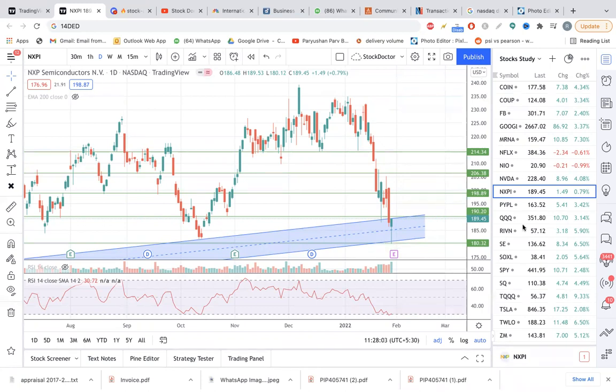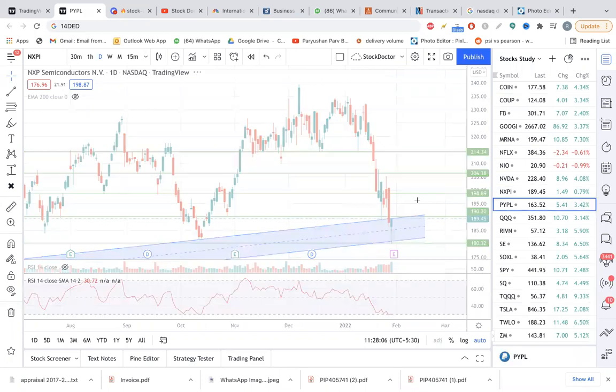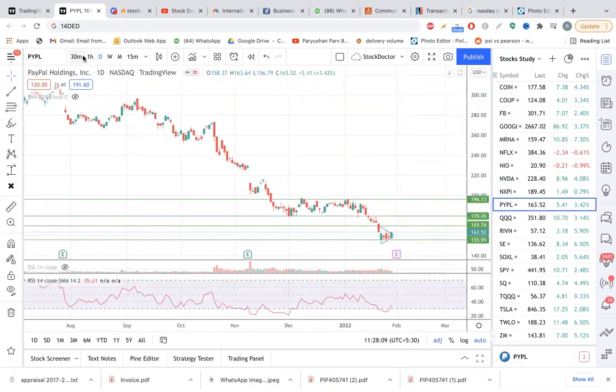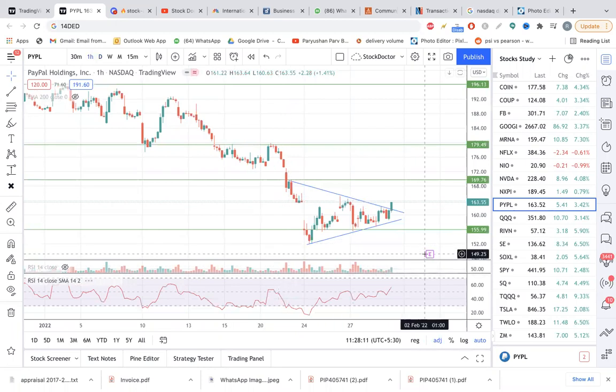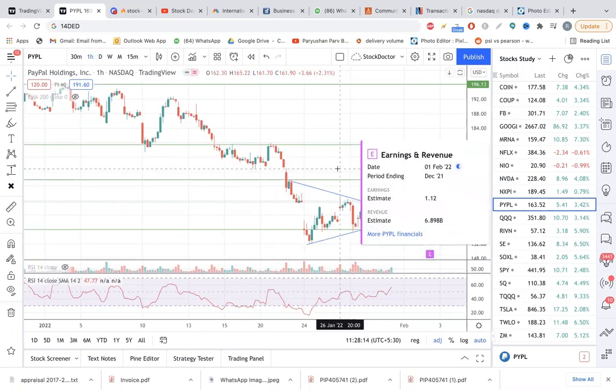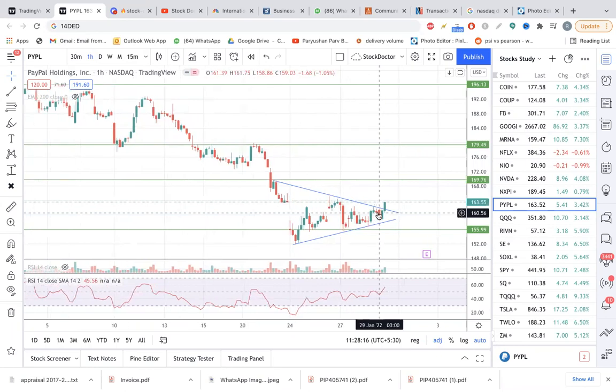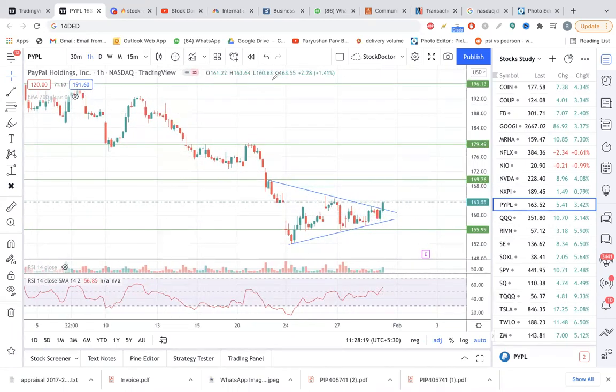The next stock we have is PayPal. Okay, so PayPal, you can see here, has earnings coming on 1st of February, and PayPal has given a breakout on the hourly chart. The immediate target it can go back towards is 170, and on trading and sustaining above 170 it can go back toward 175 and 180. Okay, so the support level for PayPal to watch is 155. If it starts trading below 155, then downside may prevail.